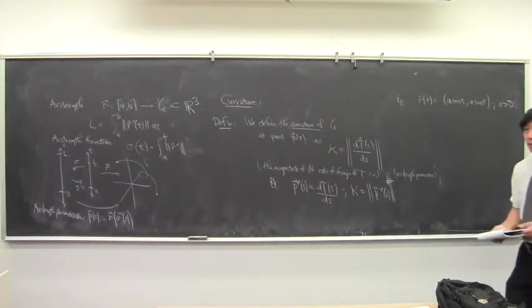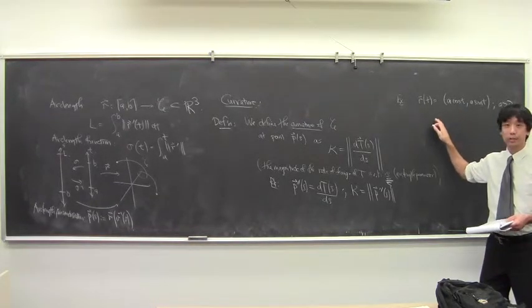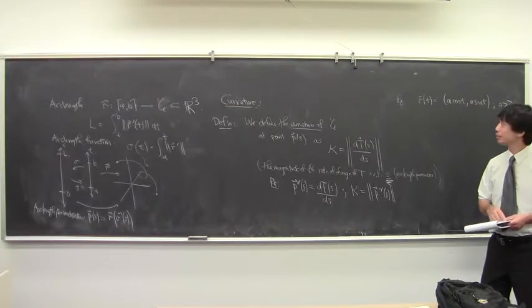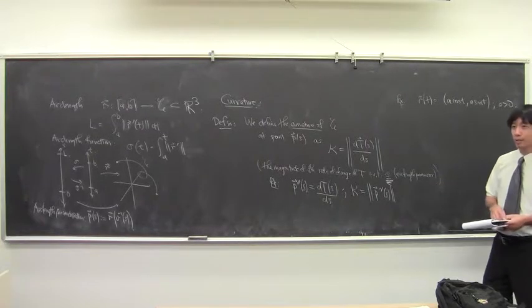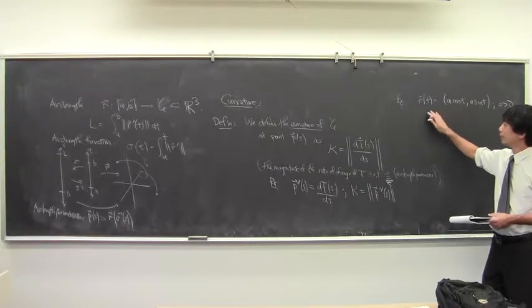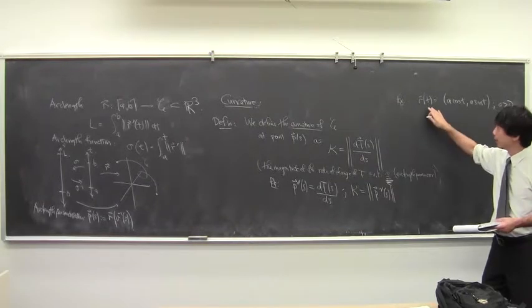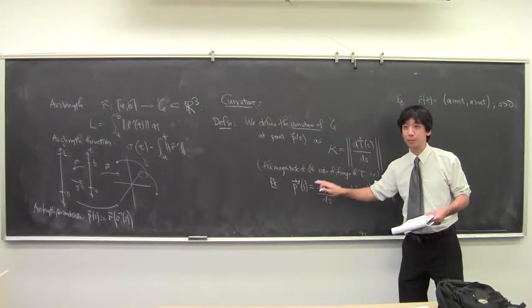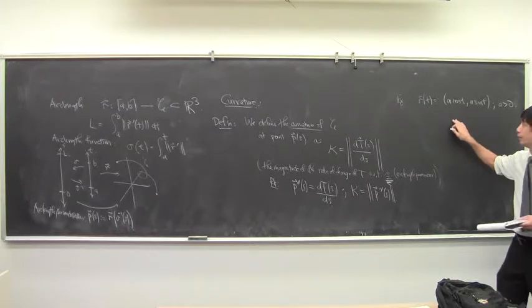Okay, so somebody tell me what we need to do. If we're going to find the curvature, what's the first thing we need to do? Take the derivative. So to find the curvature, what we want to do is take the derivative of the arc length parameterization. So the first thing we want to do is actually go for the arc length parameterization. So how do we do that?